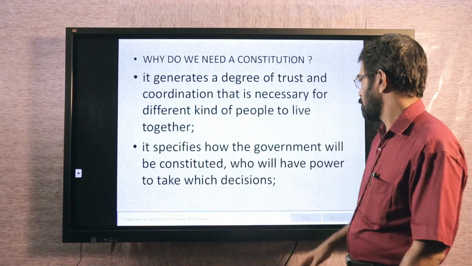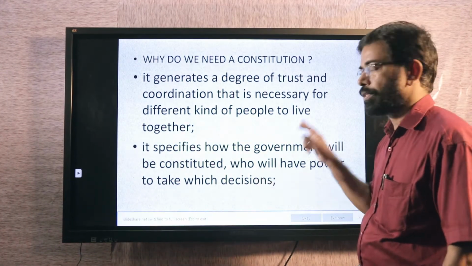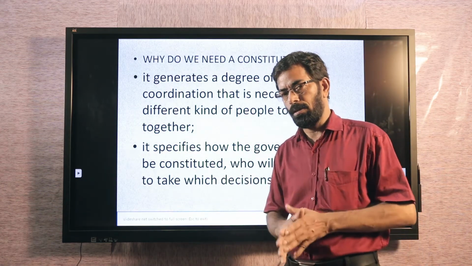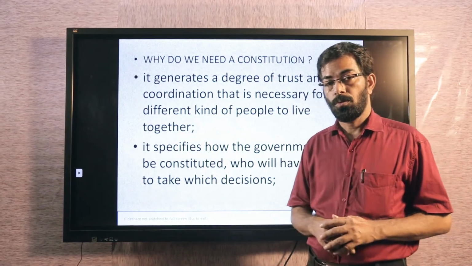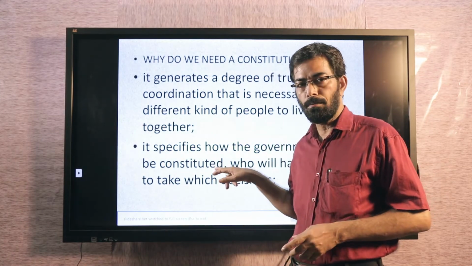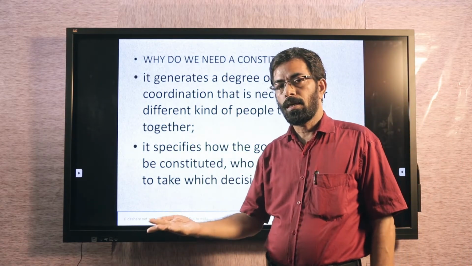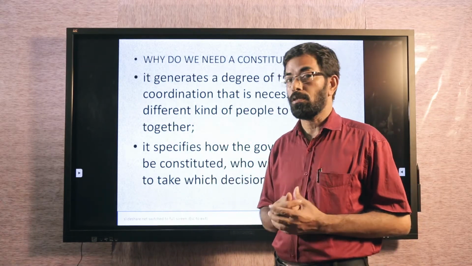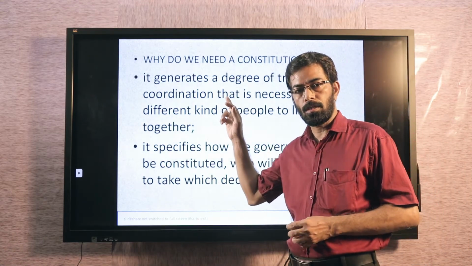It specifies how the government will be constituted, and who will have the power to take which decisions. Actually, it is the constitution that decides the structure of the government and the power of the government. Also, the constitution decides who has to elect the government. So all these are the main functions of a constitution. In the absence of a constitution, anyone can decide anything in any way, and that may lead to a suppressive government. So to avoid such a situation, a constitution is very essential in any country.